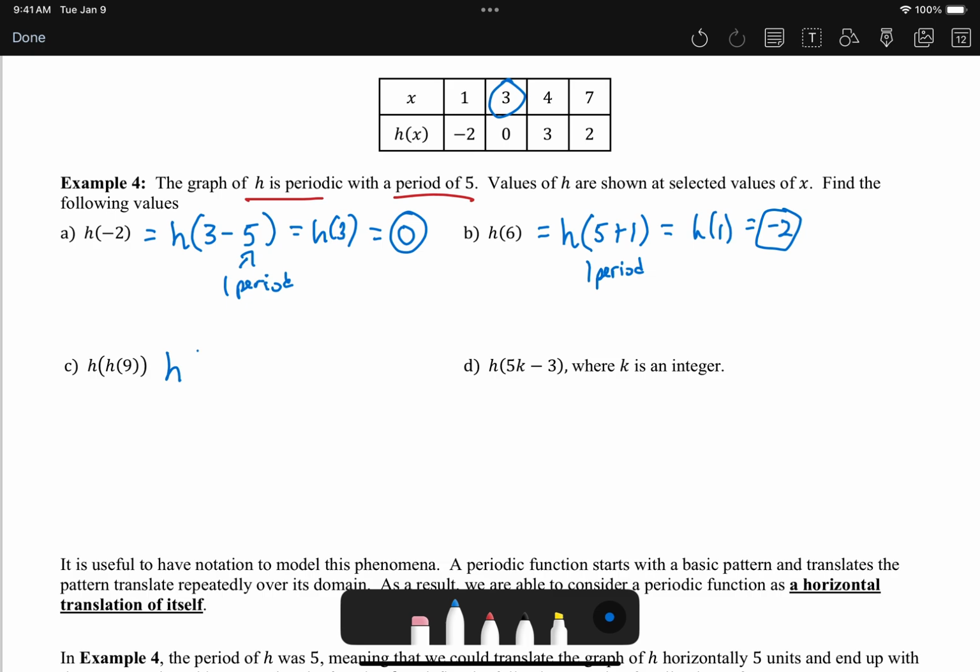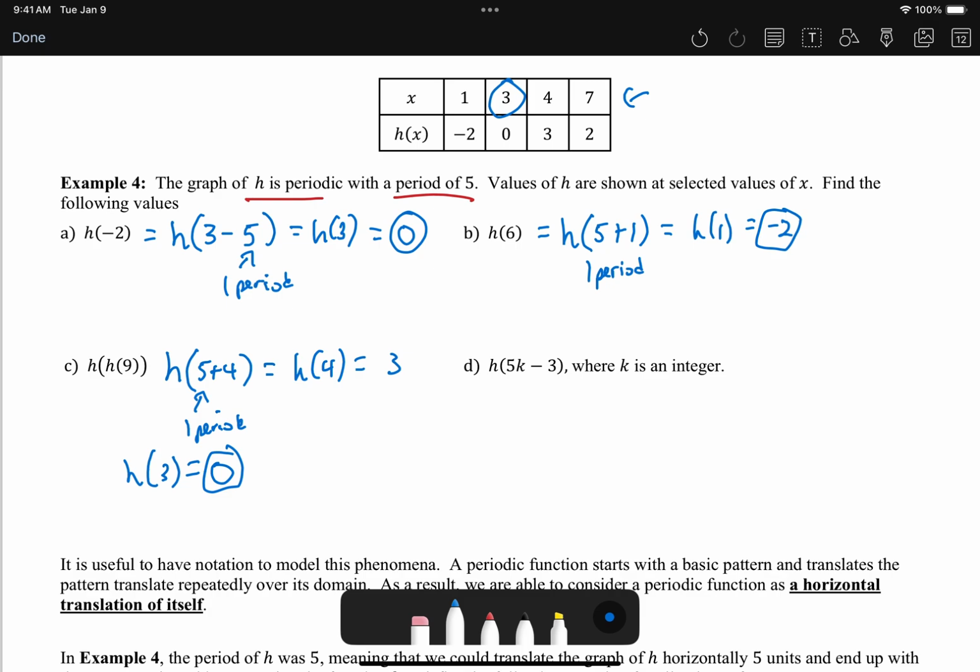What about h of 9? Well, we have to work inside out. So h of 9, you can see that 9 is not up there in the x, but 5 plus 4 is. That's 9. Well, 5, again, is 1 period. So that means h of 4 can be used, and h of 4 is 3. But then we need h of that, so h of 3 is 0. So these are composite functions from 2 or 3 months ago, when we did composite functions.